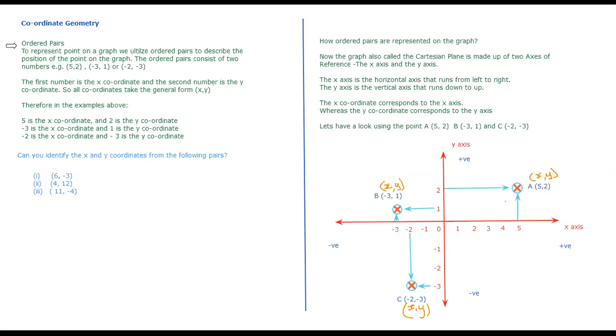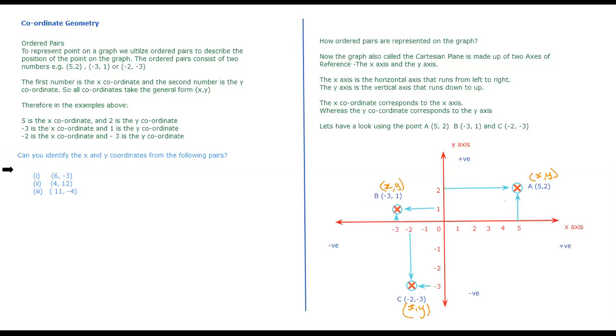Ordered pairs are used to represent a point on a graph. The ordered pairs consist of two numbers. The first number, the leading number, is always the x coordinate, and the second number is always the y coordinate. So I listed some examples. There's (5, 2), there's (-3, 1), and there's (-2, -3). For (5, 2), 5 is the x coordinate, you can see that here, and 2 is the y coordinate. For (-3, 1), -3 is the x coordinate and 1 is the y coordinate. For (-2, -3), -2 is the x coordinate, -3 is the y coordinate.